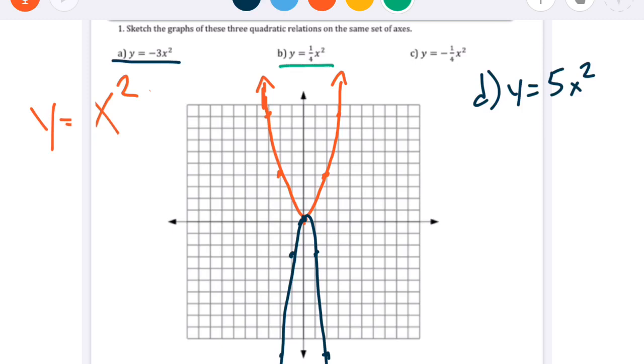Alright, let's graph B in green. So the y-intercept is 0 again. So 1/4 x squared. So that a value, that 1/4 is positive, so we know it's going to open up.